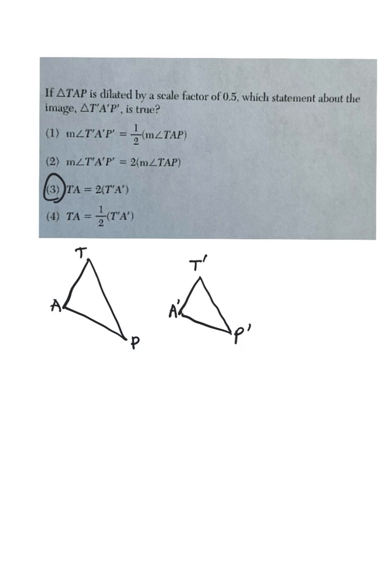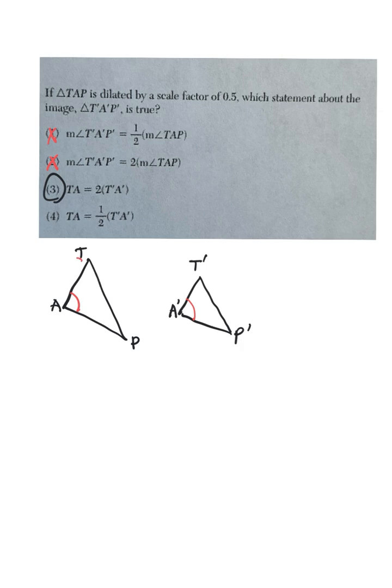Okay, it can't be choice 1 and 2 because if you recall from the last question, remember angle measures, if they're corresponding angles, their angle measures will be the same. So angle TAP here will be the same as T prime, A prime, P prime. Those will be the same angle measures, so that's why these are not correct.